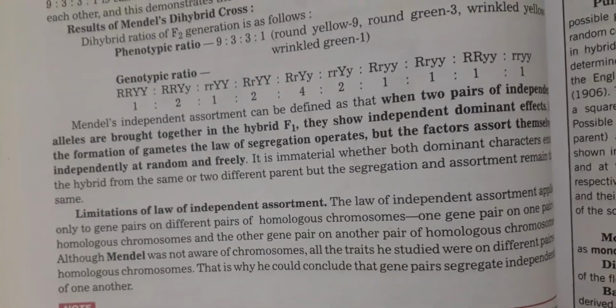So, limitation: the law of independent assortment applies only to gene pairs on different pairs of homologous chromosomes. Now some basic terms which you have to know about, which are used generally.